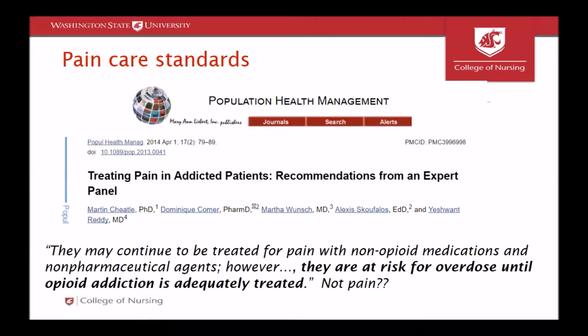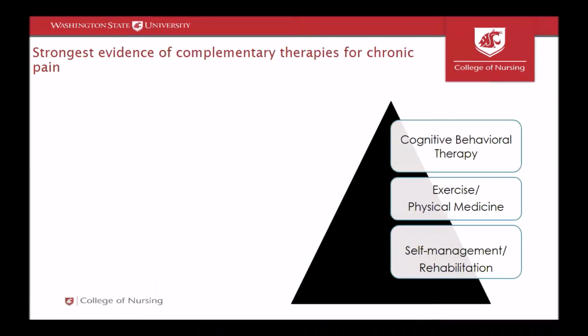There are some pain care standards. This was from 2014, and it says that people who have pain and addiction, any kind of addiction, may continue to be treated for pain with non-opioid medications and non-pharmaceutical agents. However, they are at risk for overdose until opioid addiction is adequately treated. And to this, I would just add that I feel they are also at risk for overdose if their pain is not well treated, because we do know that people will be seeking opioids to try to relieve their pain if it is not addressed.